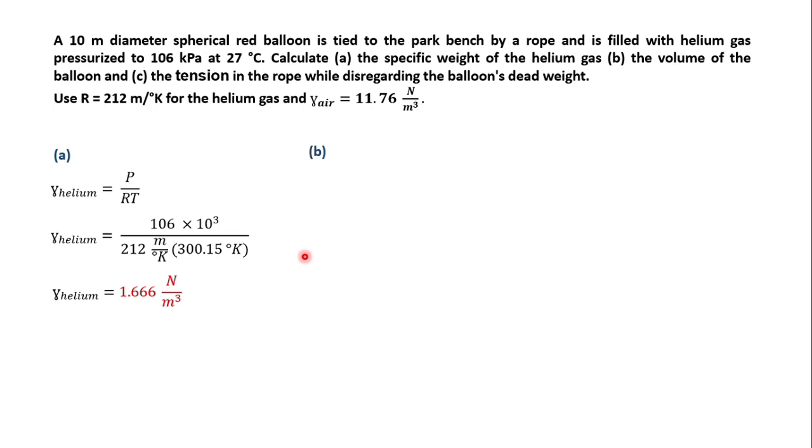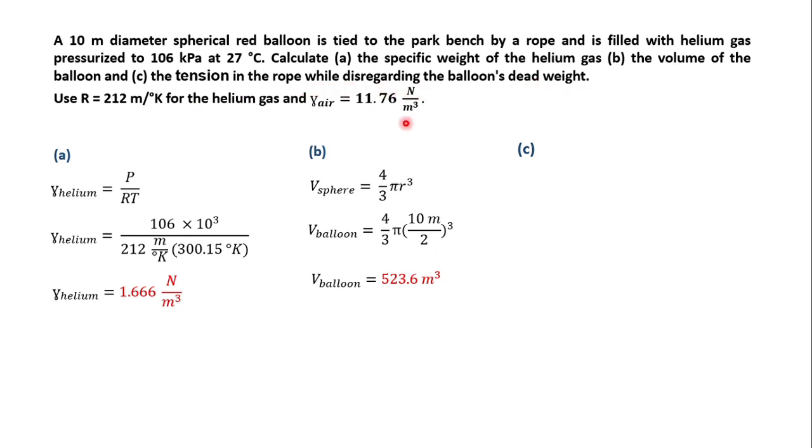Next, we have to solve the volume of our balloon. So we will use the formula for volume of sphere, which is 4/3 pi r cubed. So the volume of balloon is equal to 4/3 pi. Then we are given the diameter, so we have to divide it by 2. So 10 meter over 2 cubed. So plugging it in our calculator, we get the answer for the volume of the balloon, which is 523.6 cubic meter.